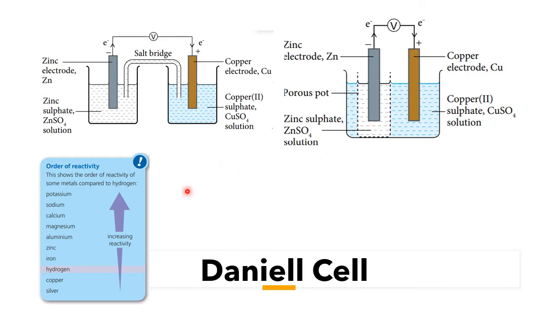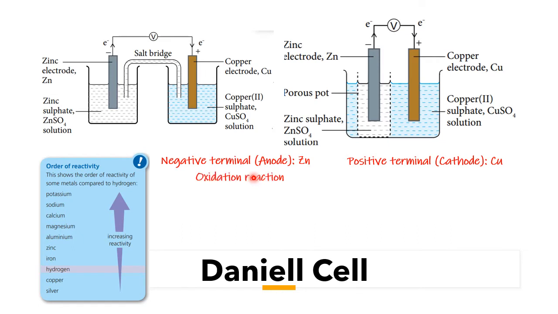Based on the reactivity series of metals, the position of zinc is higher than copper. Therefore, zinc is more reactive than copper. In the chemical cell, the more reactive metal will act as the negative terminal. So zinc acts as a negative terminal, while copper acts as a positive terminal. In the chemical cell, the negative terminal is known as anode, while the positive terminal is known as cathode. Therefore, the anode will always undergo an oxidation reaction, while the cathode will always undergo a reduction reaction.